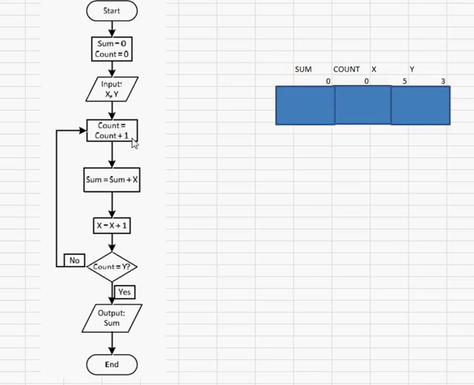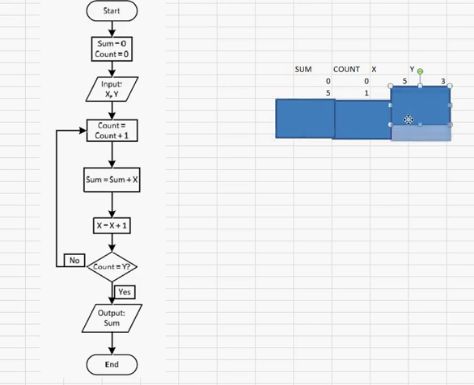So we go through the flowchart. Count is equal to count plus 1. So that's 0 plus 1, which would give us 1. Sum is equal to sum plus x, which is 0 plus 5, which is going to give us 5. X is equal to x plus 1, so that's 5 plus 1, which is 6. Okay, is count equal y? So y is 3. Count is not equal to y because count is 1. So no, we're going to go this way.